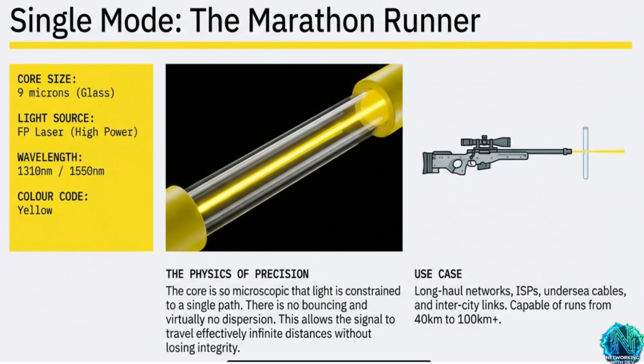This is why single mode, easily identified by its yellow jacket, is the backbone of our global infrastructure. It powers long-haul ISP networks, undersea cables, and intercity links, capable of making single runs from 40 kilometers to well over 100 kilometers. Now that we've mastered the cables, let's look at the actual ports and power standards that make these connections come to life.